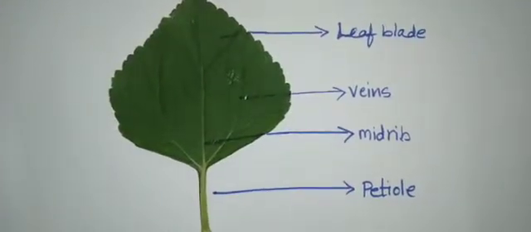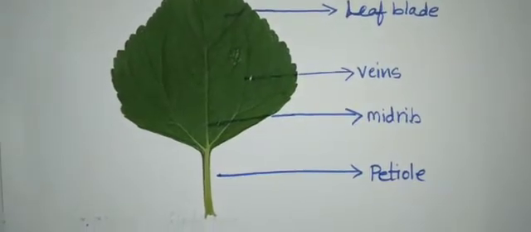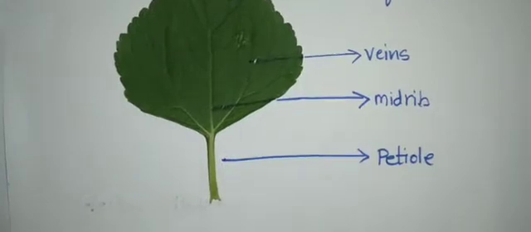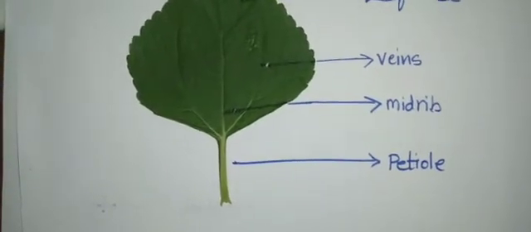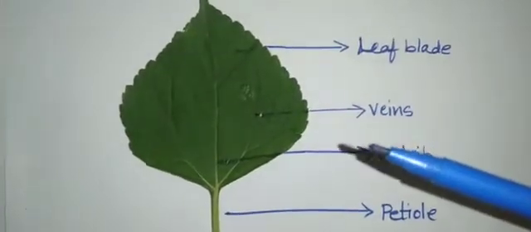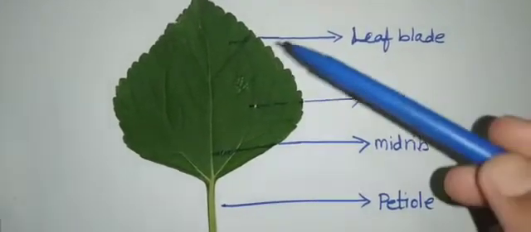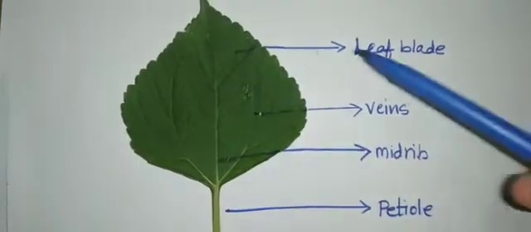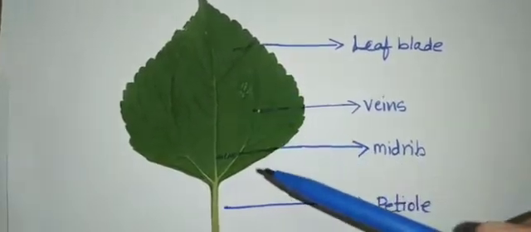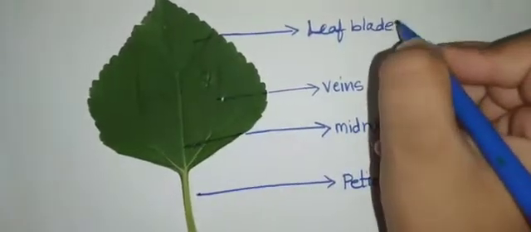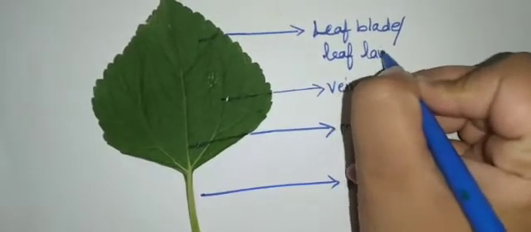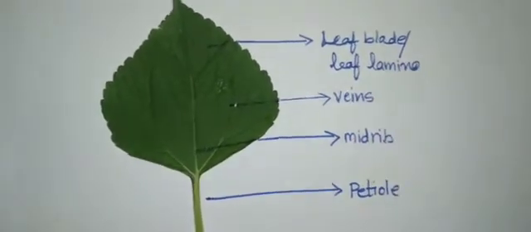Okay, students. So when you look at the different plants around you, you will find a wide variety in the shapes and sizes of the leaves, right? However, all the leaves have some common parts. First we'll learn about that. The flat green portion of the leaf is called the leaf lamina or leaf blade. Leaf lamina or leaf blade.